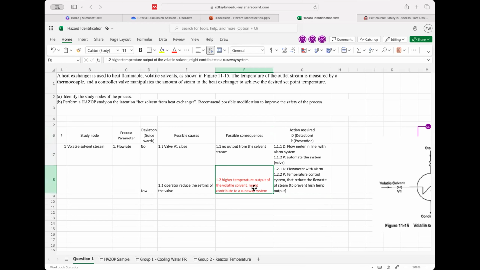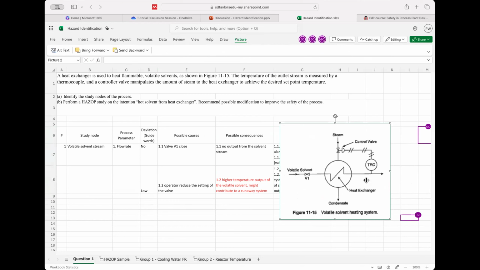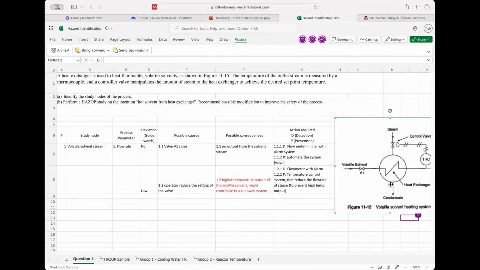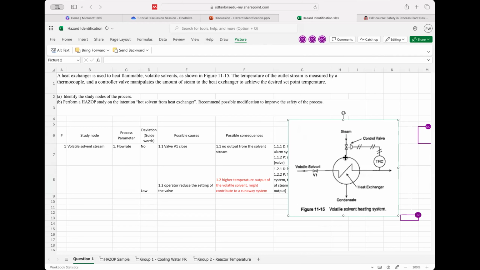Over here, you want to reduce the chances of having high temperature. So you put in the control system, which is already in the system here. So for us, this action is already taken, we don't have to worry about it. But if let's say there is no such control system, then the immediate thing that we need to do is to put in this control system in this heat exchanger system. Any questions so far?